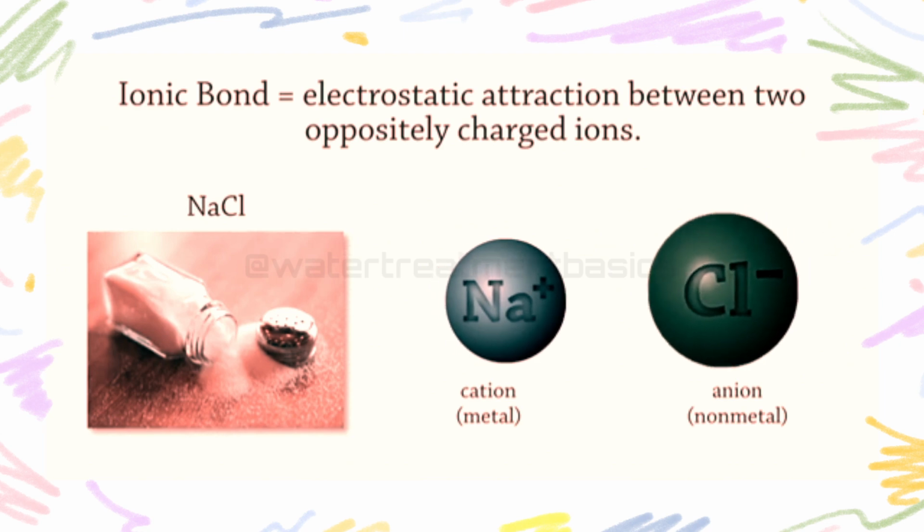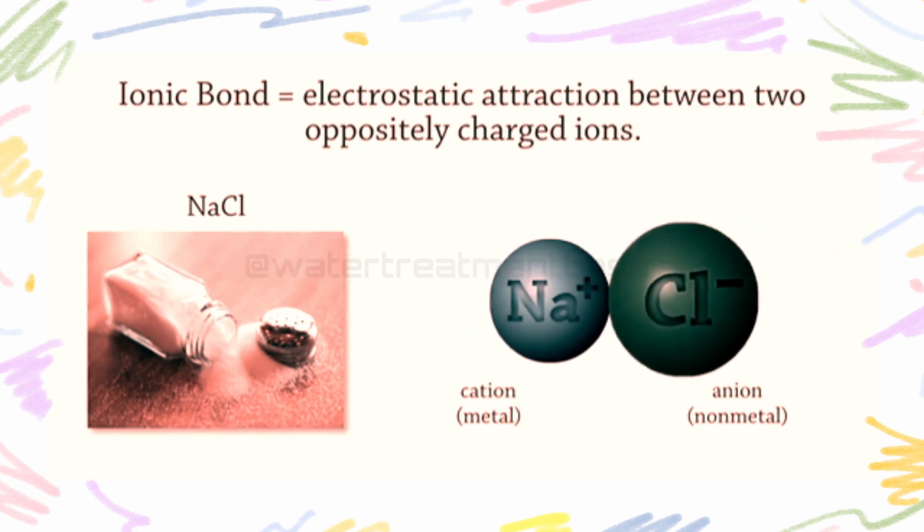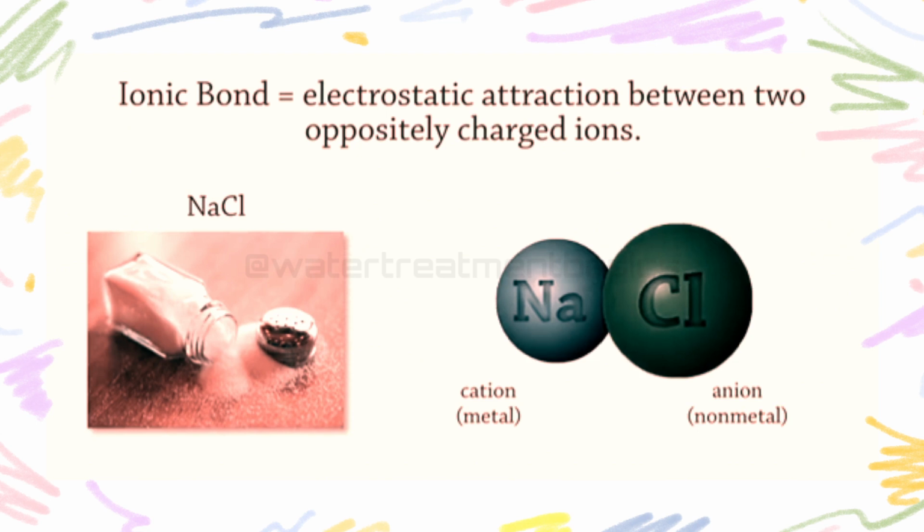When they are joined together by an ionic bond, their opposite charges cancel, and they form a compound that is electrically neutral. Remember this when you write the formula for any ionic compound. The total positive charges of the cations have to equal the total negative charges of the anions to form a neutral ionic compound.